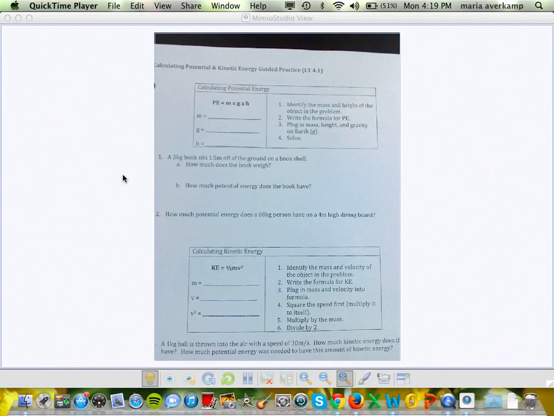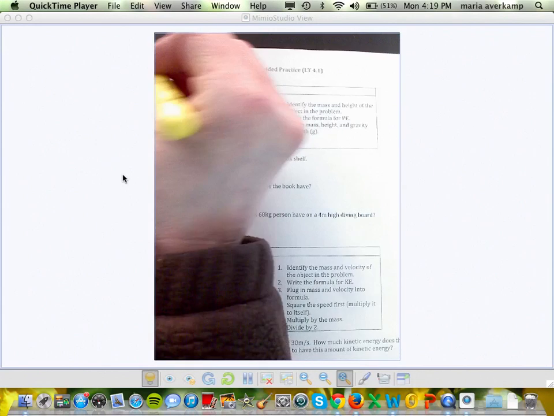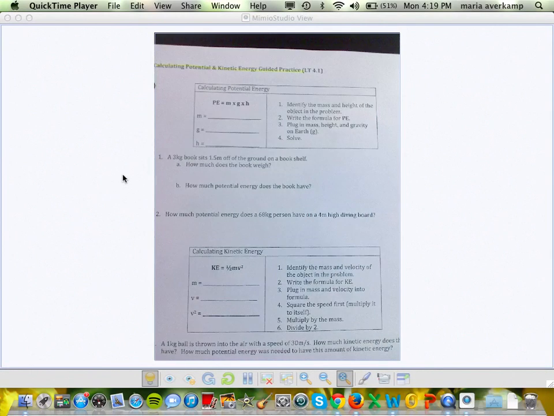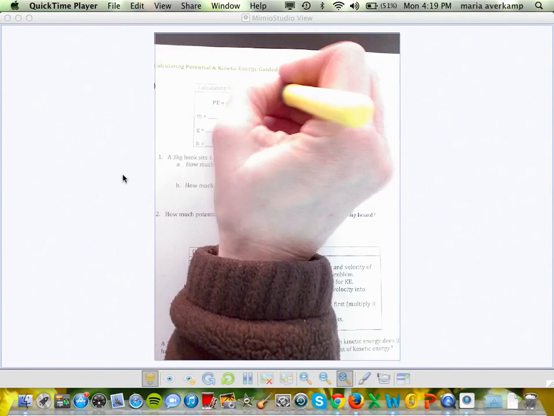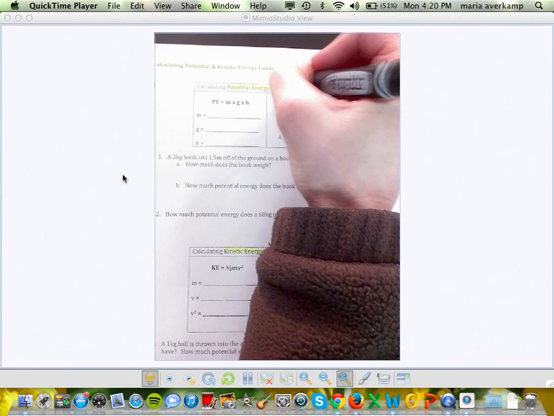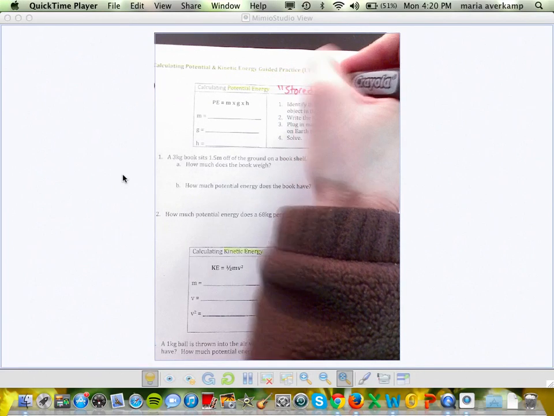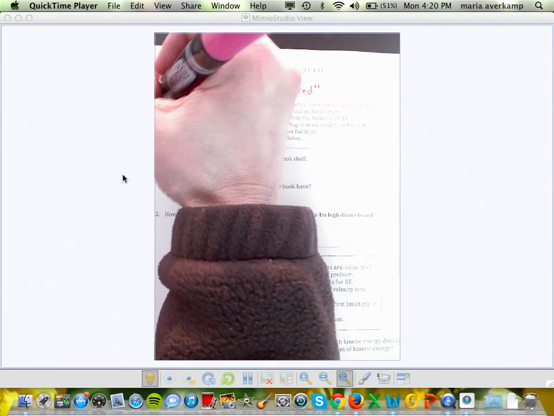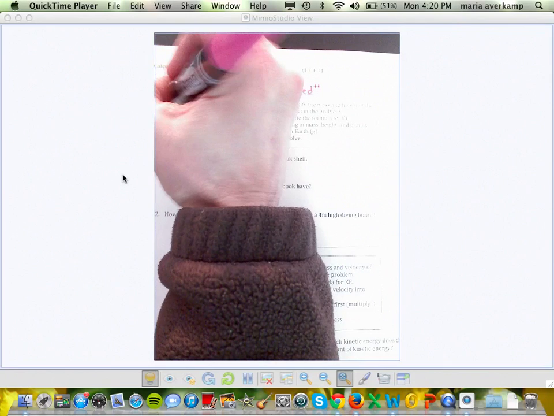All right, today we're going to be working on target 4.1, which is learning how to calculate potential and kinetic energy. Now, if you recall, there's two kinds of energy, potential energy and kinetic energy. Potential energy is simply known as stored energy, and if we know, for example, how high something is off of the ground, we can actually calculate how much stored energy it has. And technically, this would be gravitational potential energy.